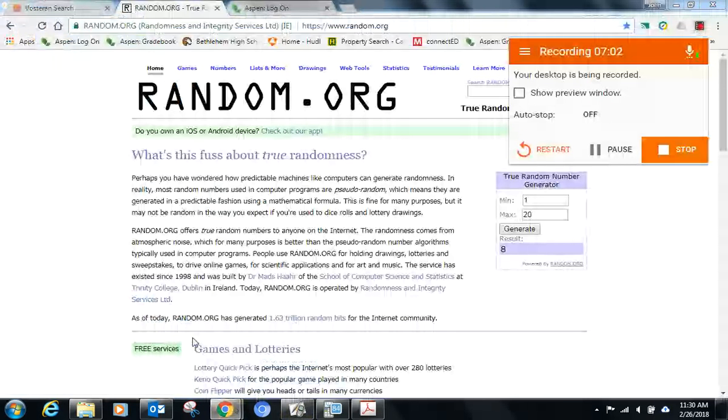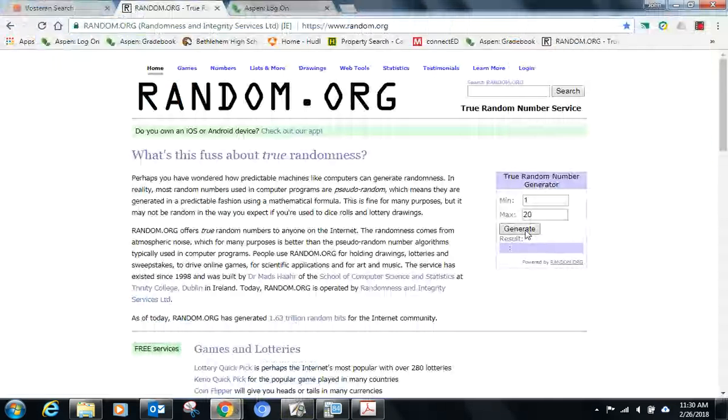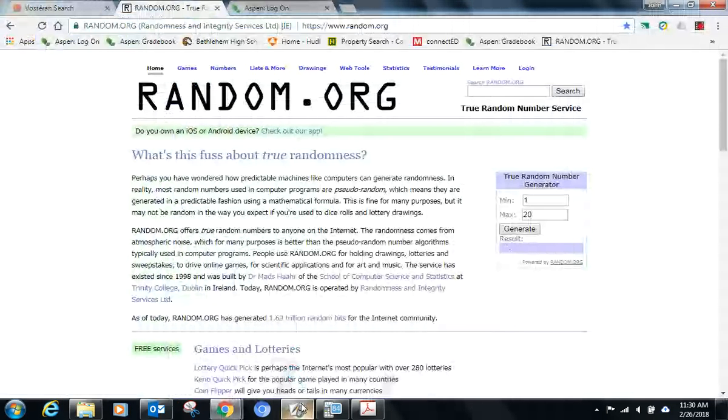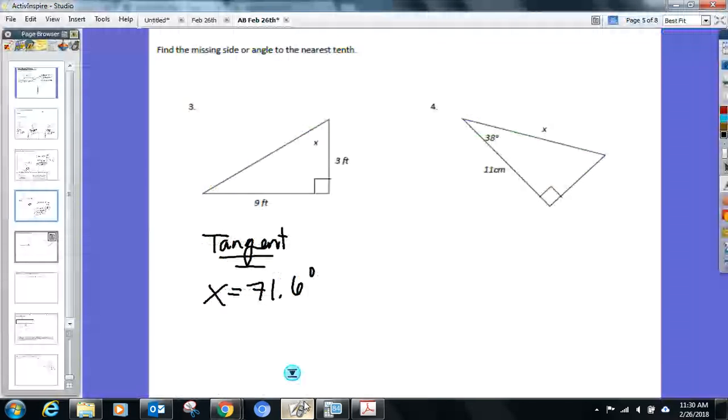All right, so for number 3, what ratio did we use? All right, I'll do this one. Should have used the tangent ratio. 71.6 degrees. How about 4? How'd you find that side? Sure, I'll do that one too. How about the cosine ratio? And x being 14.0 centimeters.